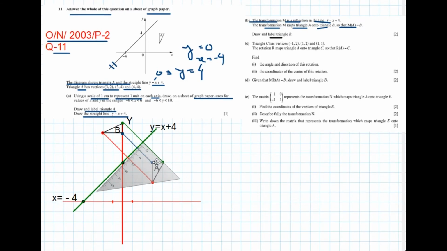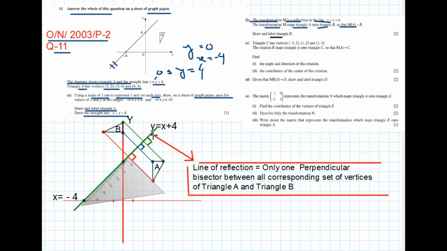The angle between the straight line y equals x plus 4 and the lines from the vertices of triangle A is 90 degrees as shown by using a set of squares. So y equals x plus 4 is known as the line of reflection, and it is the perpendicular bisector between all corresponding vertices of triangle A and triangle B. It is shown in the figure.